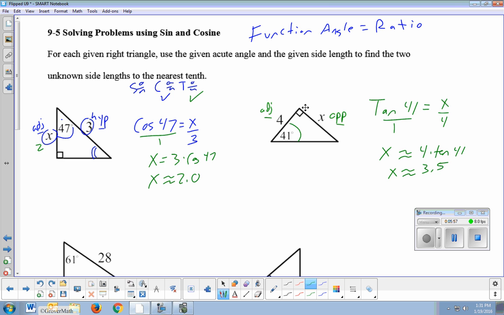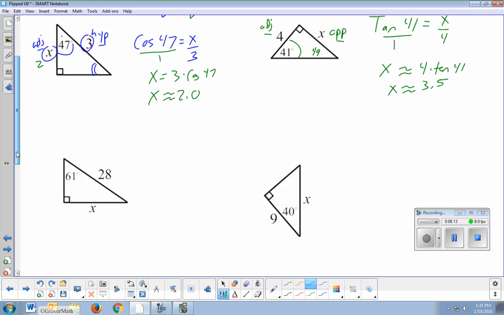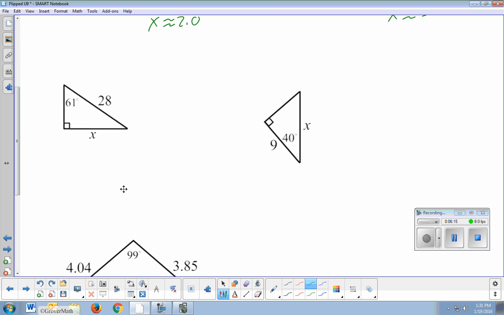This looks like about 3.5. Actually, this looks a little bit longer. But this angle over here, if this is 41, this angle would have to be 49. And what's opposite 49 is going to be a little bit bigger than what's opposite 41. So that one's not drawn to scale, but a lot of times it is. All right, a couple more.